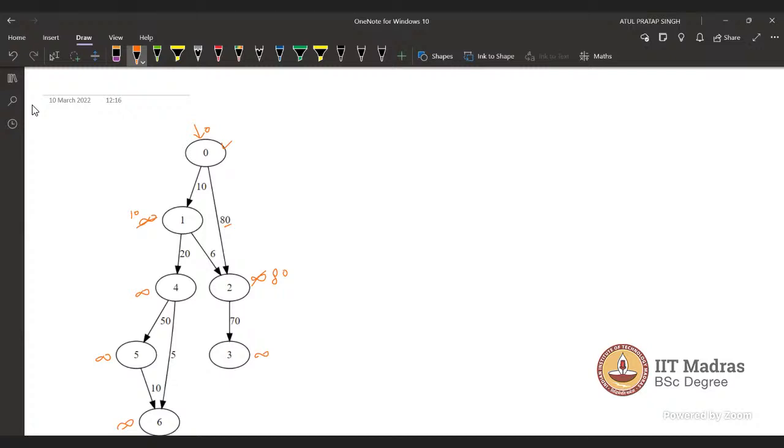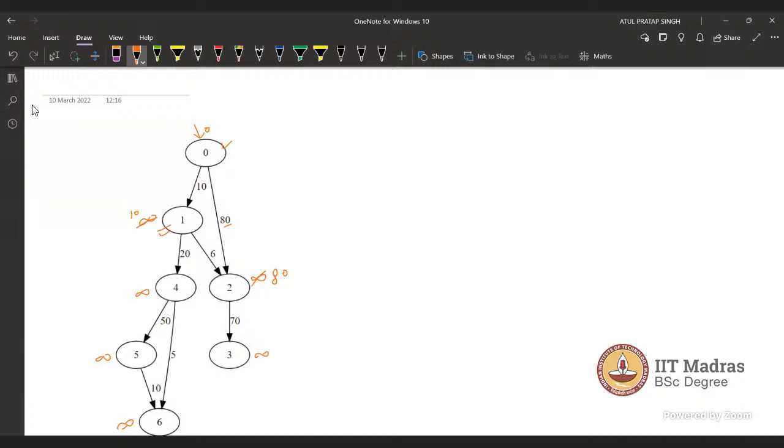So once again we will select the minimum distance node. Which one of the nodes is the minimum distance node? Now we have 10, 80, and all the others remaining are infinite. So we will select this 10, because it has the minimum distance. The adjacent nodes of this one are 4 and 2. For updating the distance for 4 and 2, we will add the previous distance, because we are finding the shortest path from node 0.